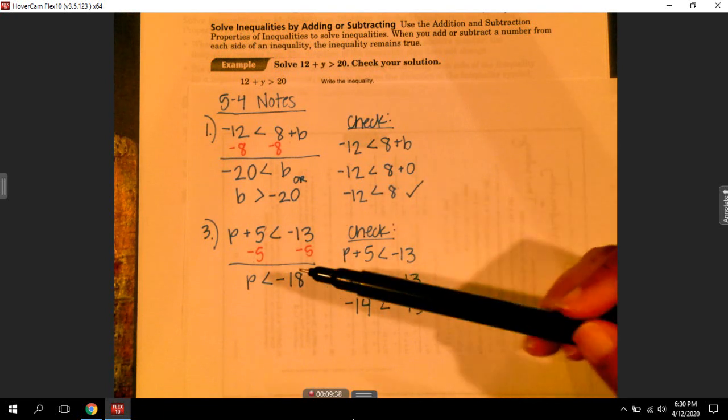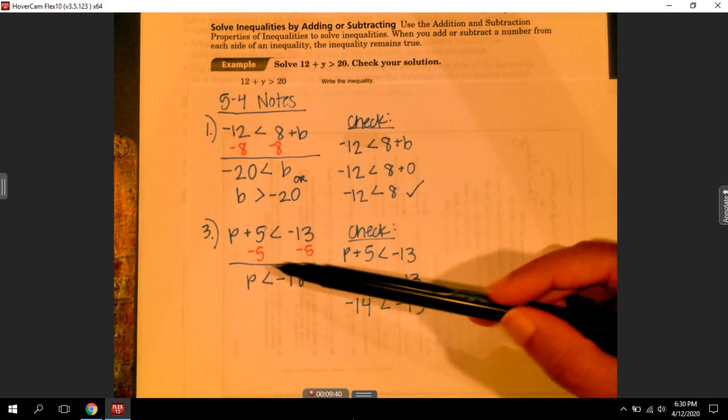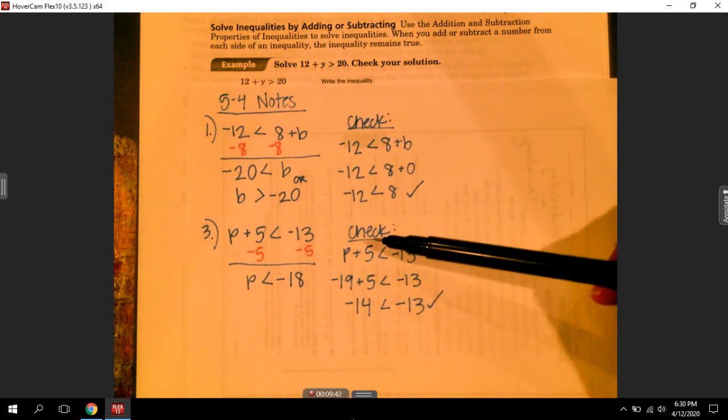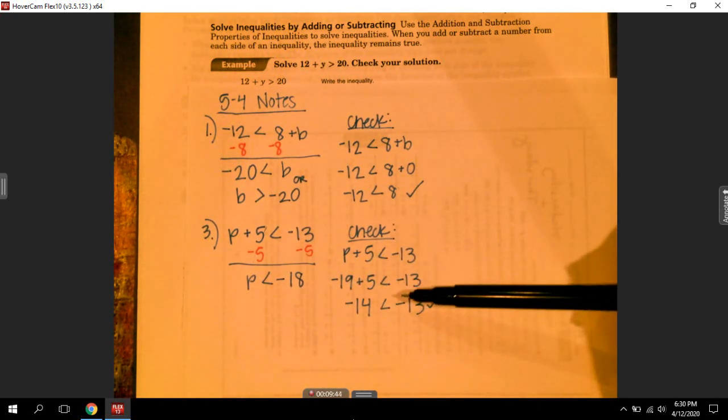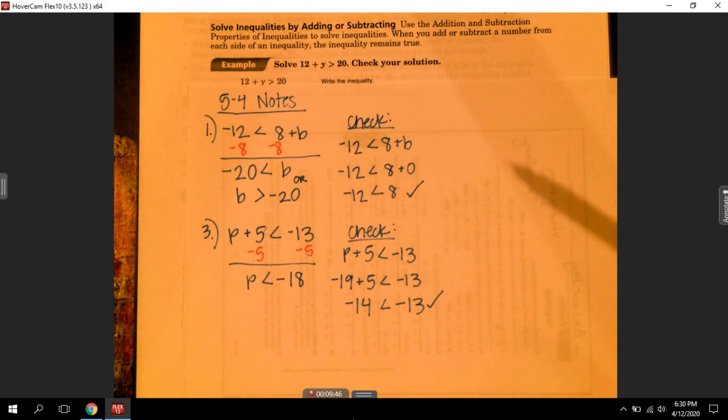All right, so again, these are my answers over here. This is just how you're checking it to make sure that you do get a true statement. Make sure that you did do it correctly.